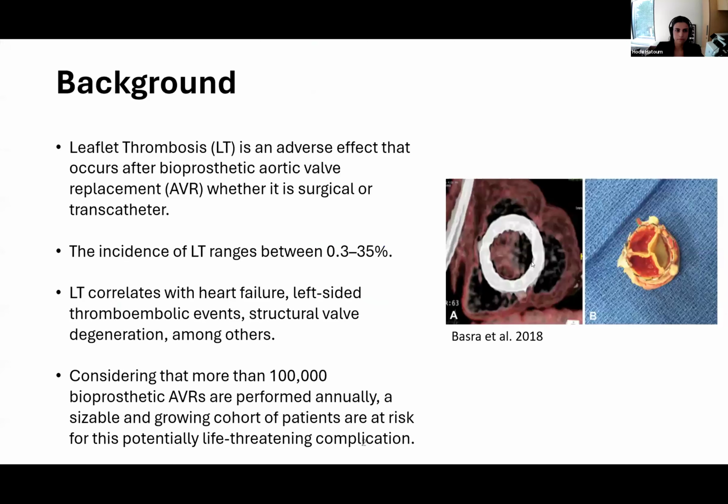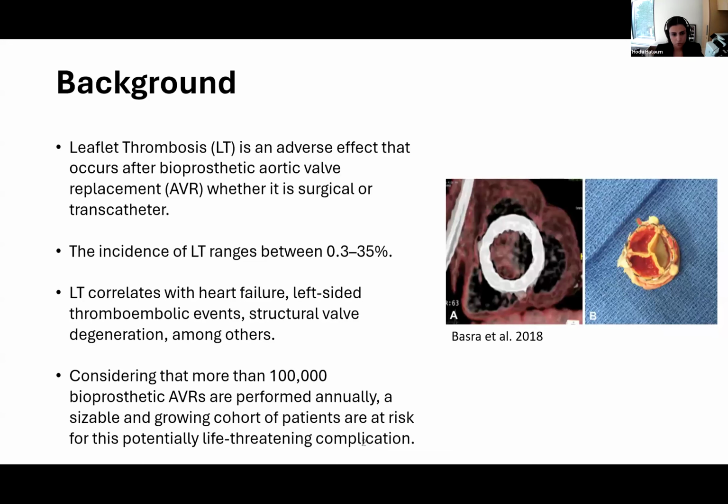So I believe that this audience is no stranger to the problem of leaflet thrombosis. Leaflet thrombosis is an adverse effect that occurs after aortic valve replacement, whether it's transcatheter or surgical. And the incidence of leaflet thrombosis ranges from 0.3 to 35%. This is accounting for clinical, subclinical, surgical, and transcatheter. For TAVR specifically, I believe that the subclinical is about 35% and clinical is about 3-ish%.